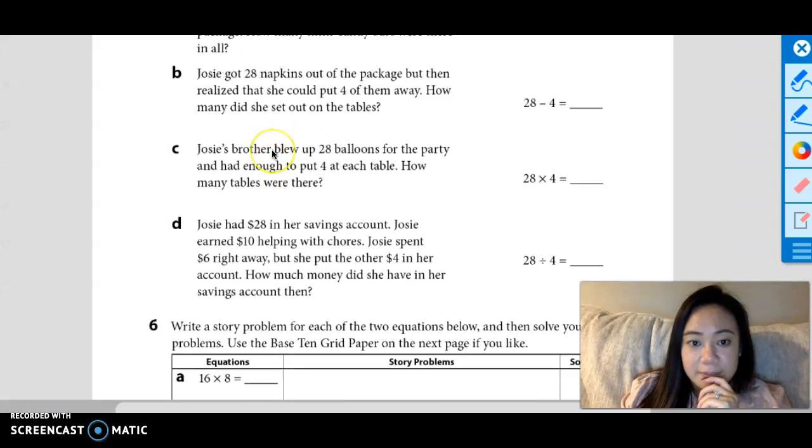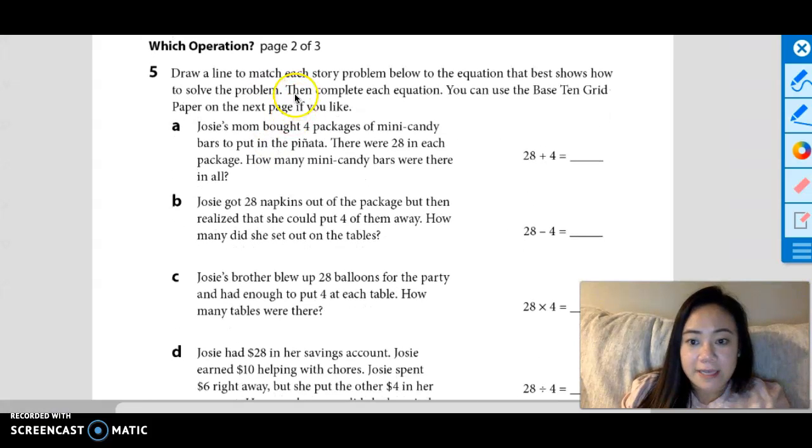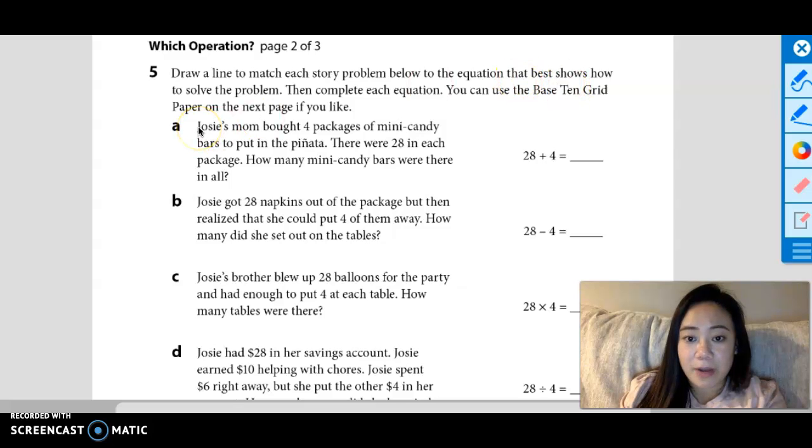All right, let's go to the next page. Draw a line to match each story problem below to the equation that best shows how to solve the problem. Then complete each equation. You can use the base 10 grid paper on the next page if you like. I didn't give that to you. You can draw it on your own spare sheets or in your notebook at home.